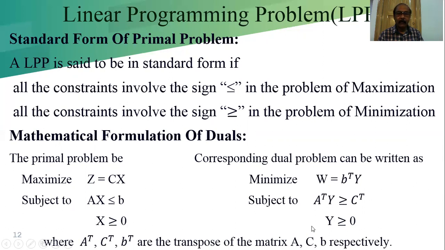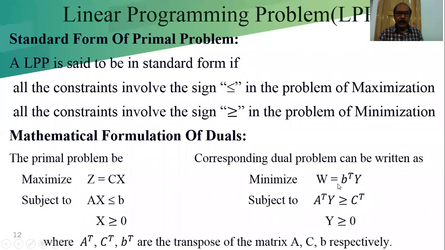Then the primal maximization problem is converted to a minimization problem, minimize W. We consider another objective function variable, W equal to B transpose Y. B is the right hand side of the primal, and it goes to the coefficients of the objective function. Here it is a column matrix, so the column component is converted to a row component. That's why B transpose. Y is our dual variables.